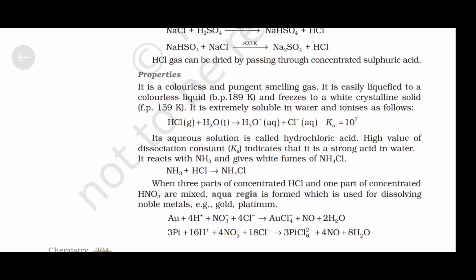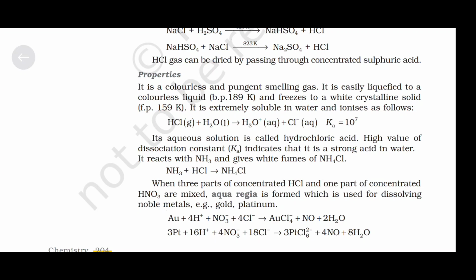Properties. It is a colorless and pungent smelling gas. It is easily liquefied to a colorless liquid, boiling point 189 Kelvin, and freezes to a white crystalline solid, freezing point 159 Kelvin.